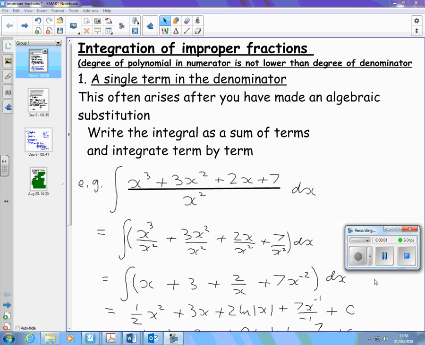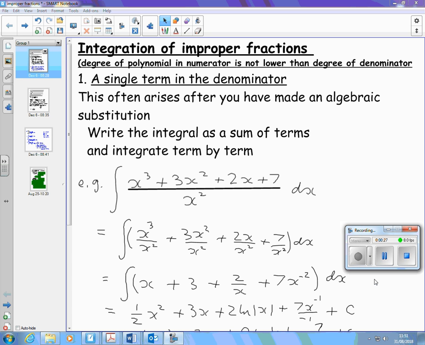Sometimes you need to integrate an improper fraction. In algebra, a proper fraction is one where the highest power of x in the numerator is lower than the highest power of x in the denominator. So for an improper fraction, the highest power of x in the numerator is either the same as or more than the highest power of x in the denominator.